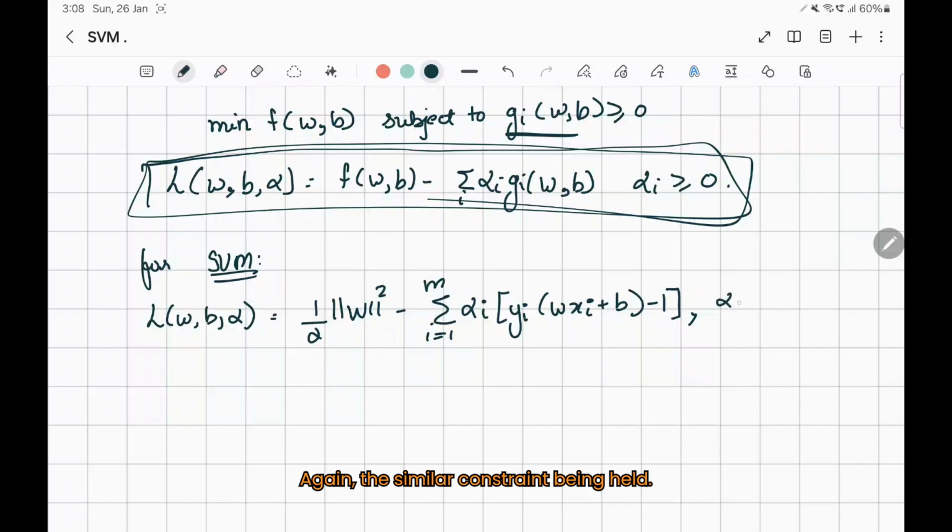Again, the similar constraint being held that this is greater than 0. So if you see, there is a min-max constraint that we are looking for here. We want to maximize this and we want to minimize this, right? So we are looking essentially for a saddle point. So this is what our optimization problem looks like now.